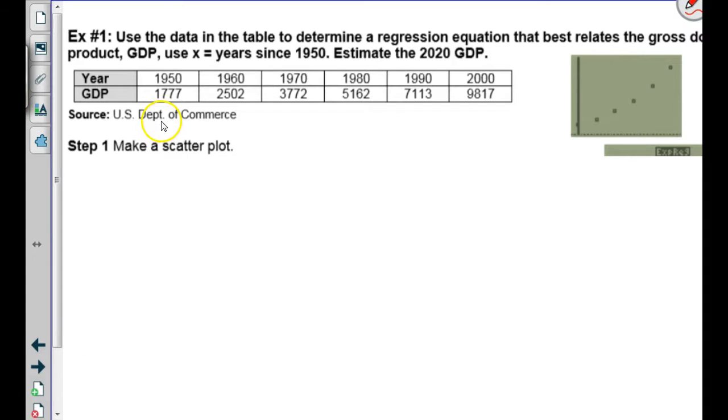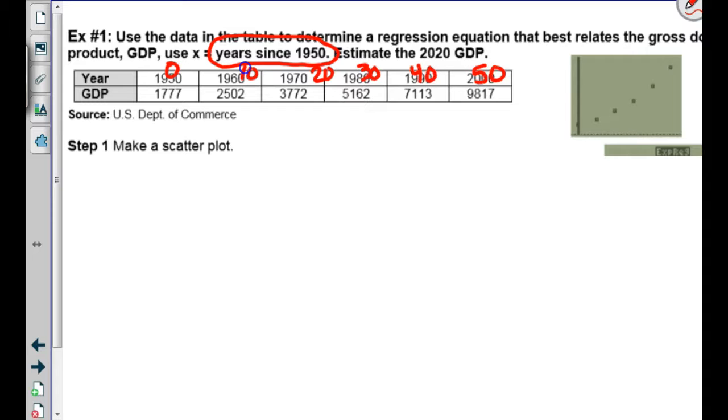All right. So the first question we're going to do is about the gross domestic product in the years since 1950. And we're supposed to find an equation, then an estimate for 2020. All right. So I want you to type these in. What do we do when it says years since 1950? Yeah, we take off 1950 from all of these. So we're going to make this 0, take off 1950. We get 10, 20, 30, 40, 50.